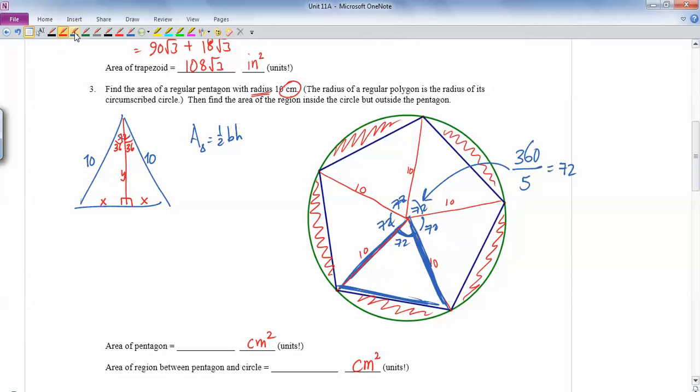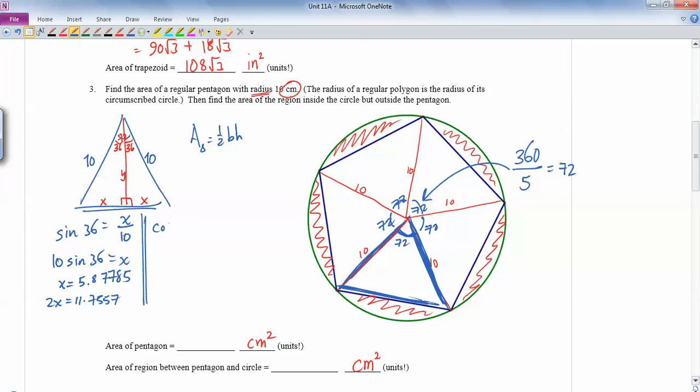So now I could do sine of 36 is the opposite side over the hypotenuse. So then multiply by 10, and I'll get x. And if you plug that into a calculator in degree mode, you'll end up with 5.87785-ish. And the base is really 2x, so I'll double it. So that ends up being 11.7557.